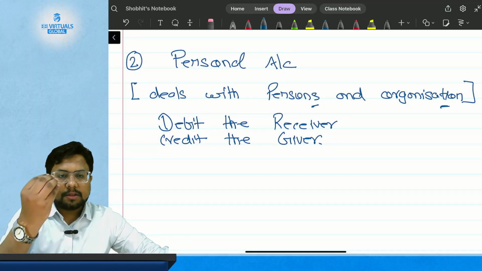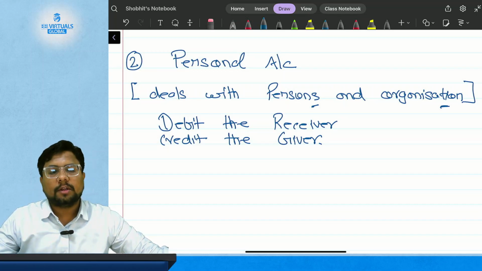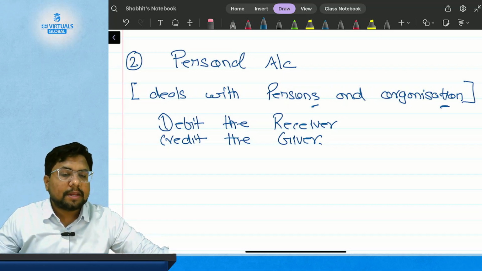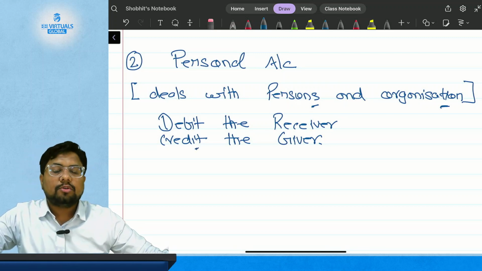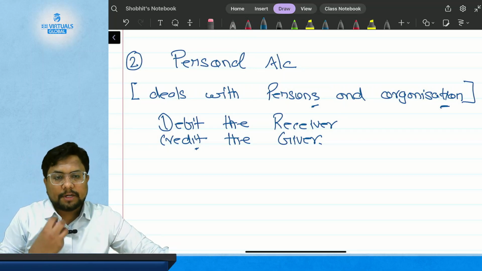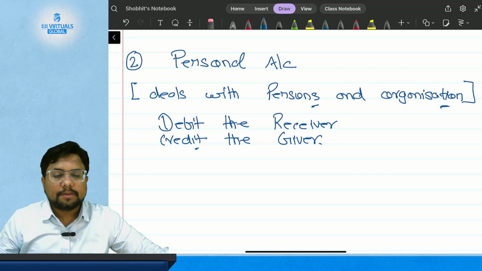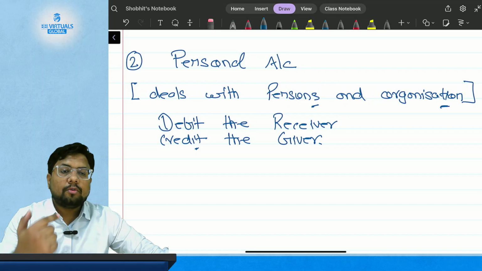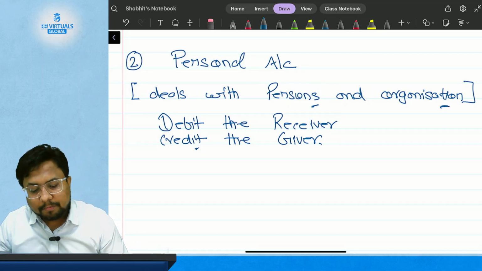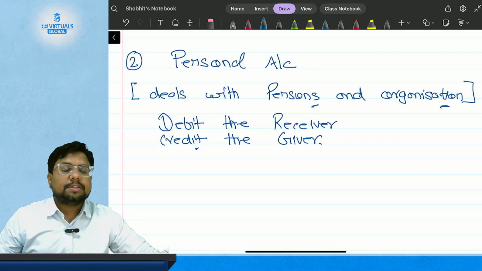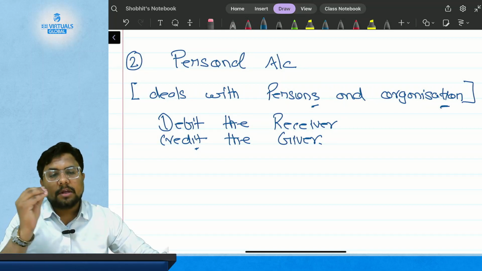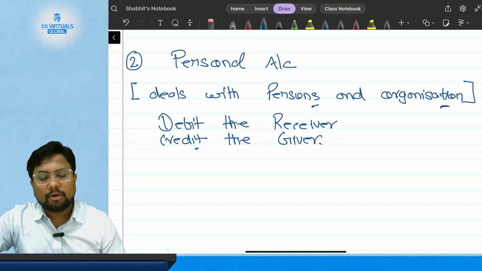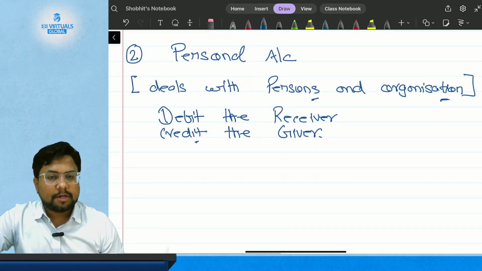Suppose John, a third party, has paid me cash. Who has paid the cash? John. So I will credit John, because John is the giver. But suppose I have paid a certain amount of money to Peter. Who has received the amount? Peter. So I will debit Peter, because debit is the receiver. So the rule is debit the receiver, credit the giver, and this is regarding the personal account, that is, it deals with persons and organizations. So this is the second golden rule of accounting.